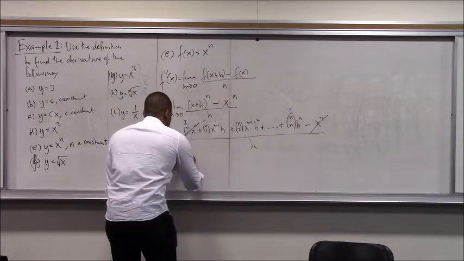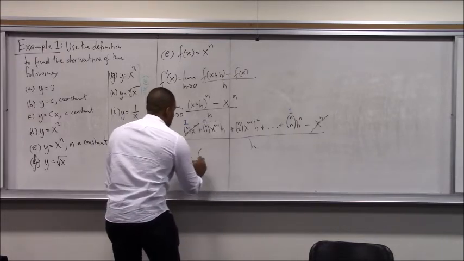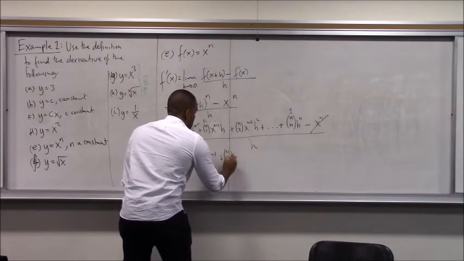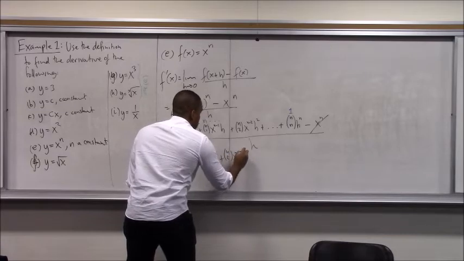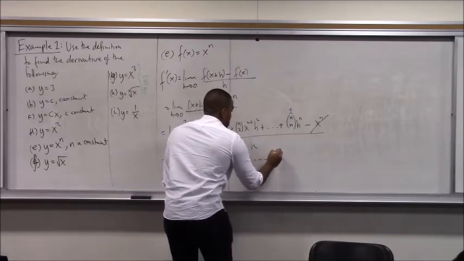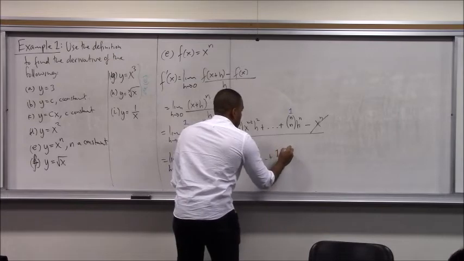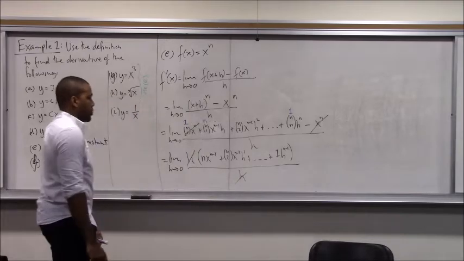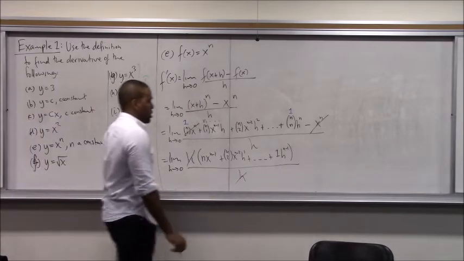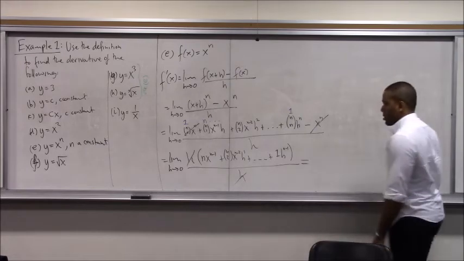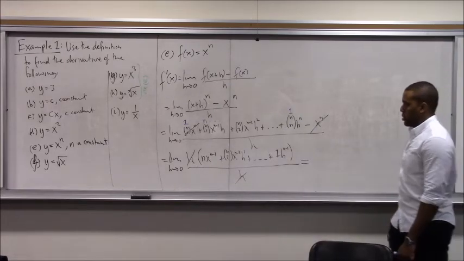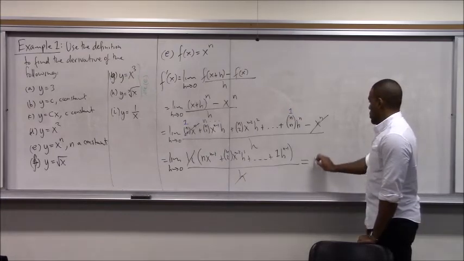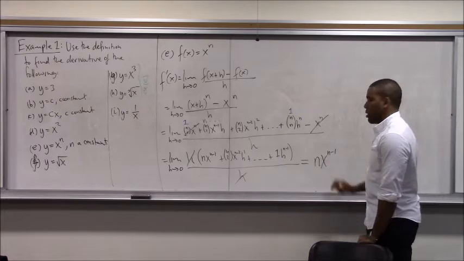So now I can factor out that common h, and I'd be left with n x to the n minus 1 plus n choose 2 x to the n minus 2 h to the 1 plus dot dot dot 1 h to the n minus 1. This would cancel. And now you'd actually plug in h equals 0. Now if I plug in h equals 0, what do I have left over? Right, n x to the n minus 1.